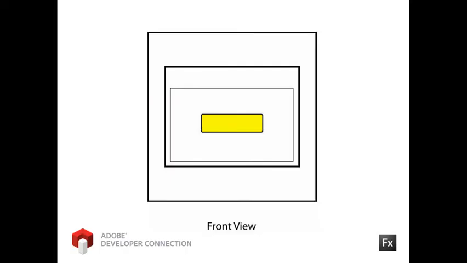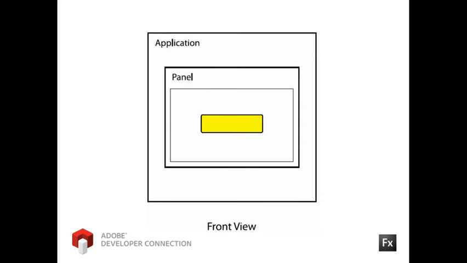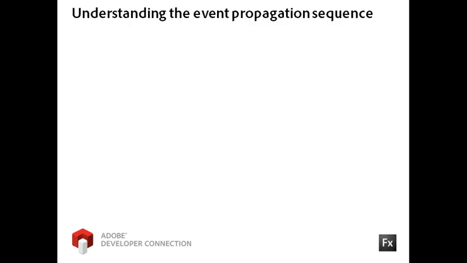Consider this representation of the code example I just discussed. The outermost element is the application container. Inside the application container is the panel. Inside the panel container is the button control. Keep in mind that what I'm about to illustrate will not be entirely technically accurate, but the example will give you a point of reference for understanding the concepts behind the three event propagation phases, which are capturing, targeting, and bubbling.